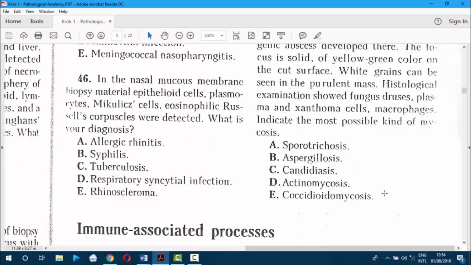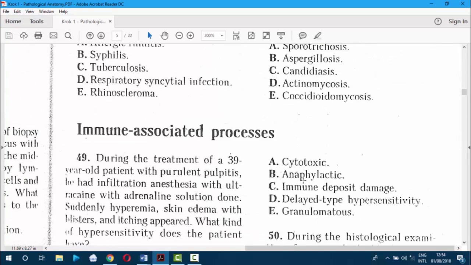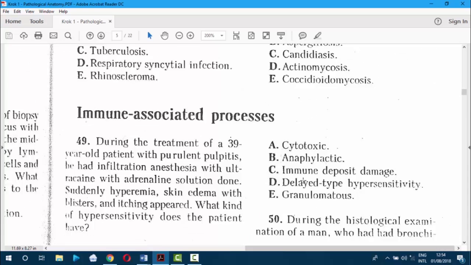Now, fungus juices, plasma, and xanthoma. Xanthoma means irregular yellow patch cells. Macrophages are very typical of actinomycosis. So, that is why we will go for actinomycosis. Sporotrichosis is actually a fungal disease of the skin. Aspergillosis is also a fungal disease infection. Candidiasis is also a fungal infection caused by Candida. So, basically, that is it for that.